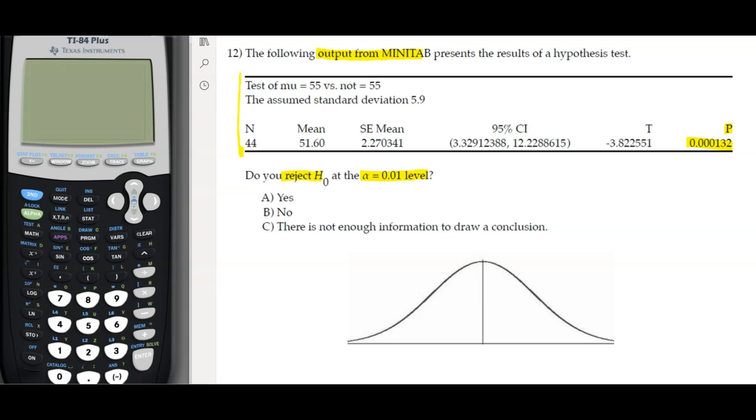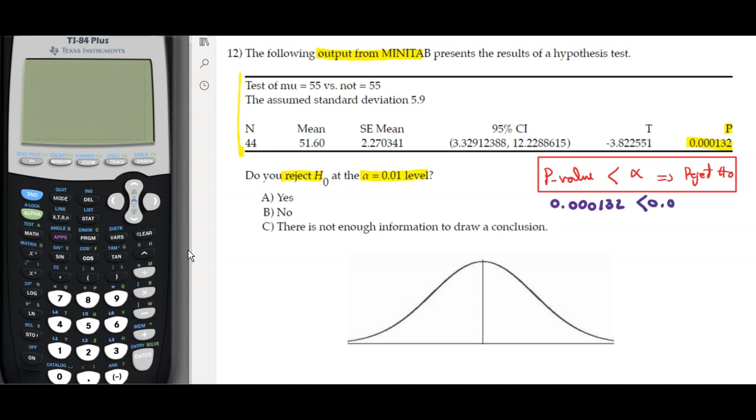And the formula that you're going to be using: if the p-value is smaller than the alpha value, then reject H0. That is basically all. And we can see it here in this example. The p-value is 0.000132. Definitely is less than 0.01. So the conclusion is reject H0. All right, and the right choice is going to be A.